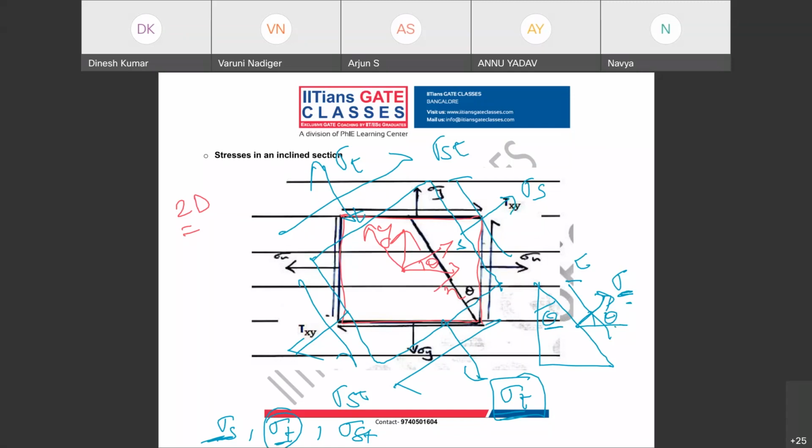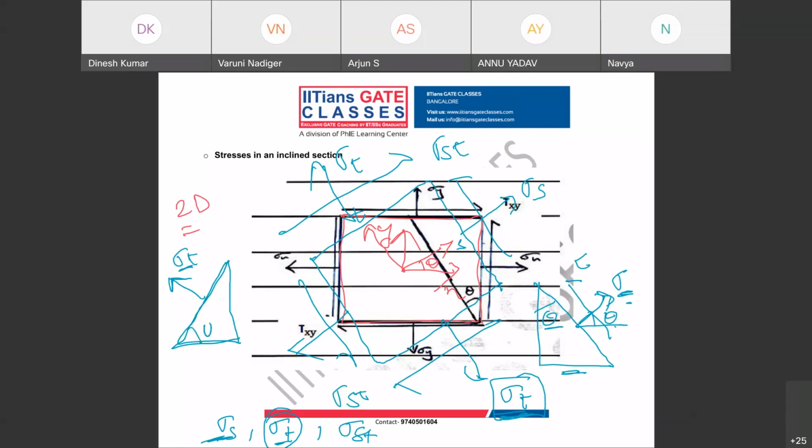So what about this sigma T? How are you going to find it? To find sigma T, guys, what you have to see? You have to take this triangular element, guys. Not the component. So it will be normal to this. This plane will be normal to this. So if you take this triangular element, you will find sigma T.